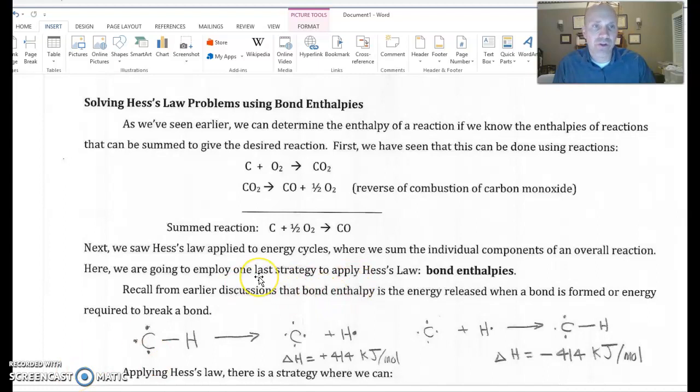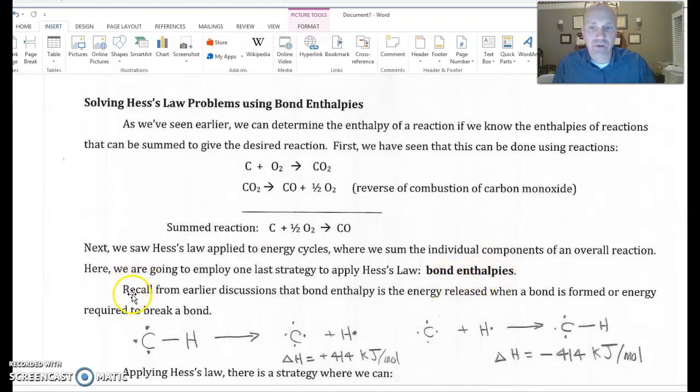So hopefully you're familiar with this concept: if you can add up individual steps that add up to another reaction, you can just sum those enthalpies and you get the enthalpy of the final reaction. Okay, so what we're going to do here is apply that strategy to one last concept, and that is bond enthalpies.